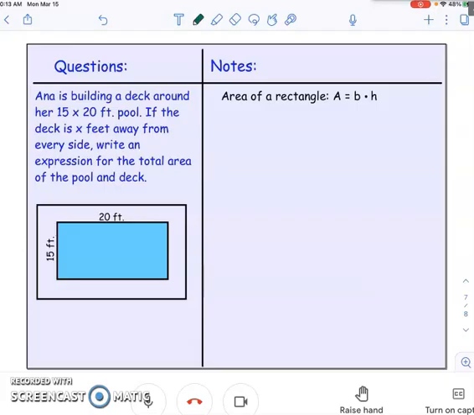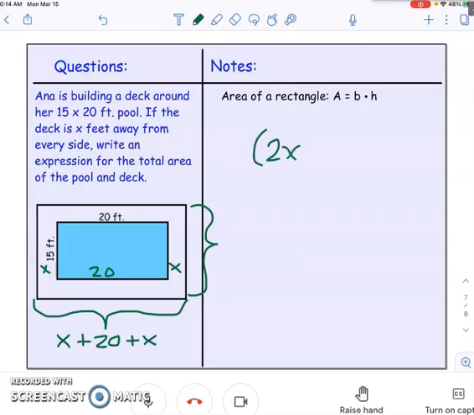So here's the deal. We need to know what this length is and then what this width is. So if the pool is 15 by 20 and the deck is X in every direction, so this is X and this is X, look at what happens. If we have X and then 20 for the pool and then X, this is really X plus 20 plus another X. So the length is 2X plus 20.